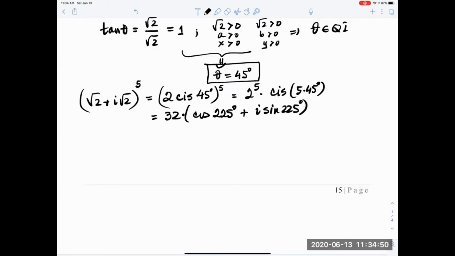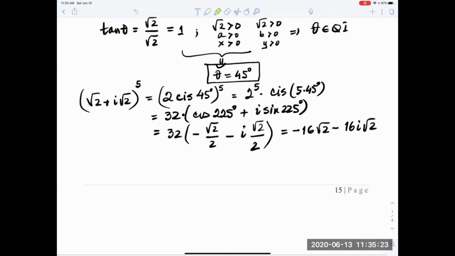Very well. Now, using the unit circle, you can depict how much is cosine and sine for 225. And so that becomes 32, parentheses. This will be a negative square root of 2 over 2 minus i root of 2 over 2 again. Now you can distribute your 32, and that simplifies with a 2 from the denominator. So you get negative 16 root 2 minus 16i root 2. I like to put the roots at the very end.